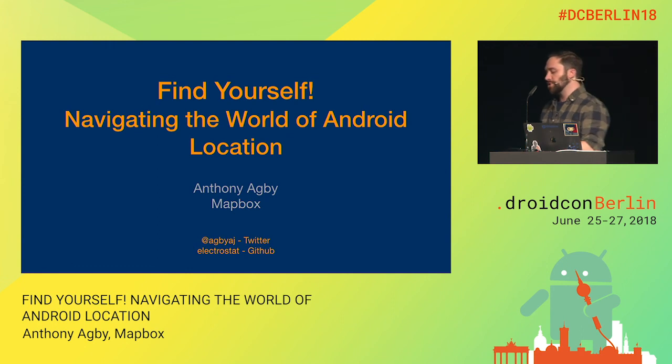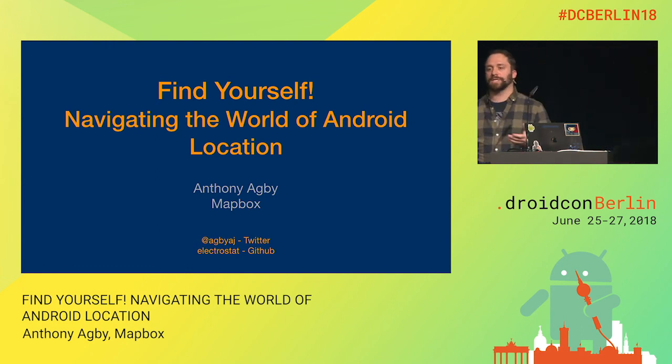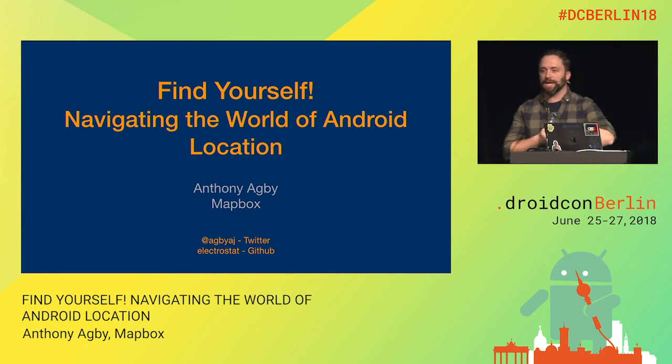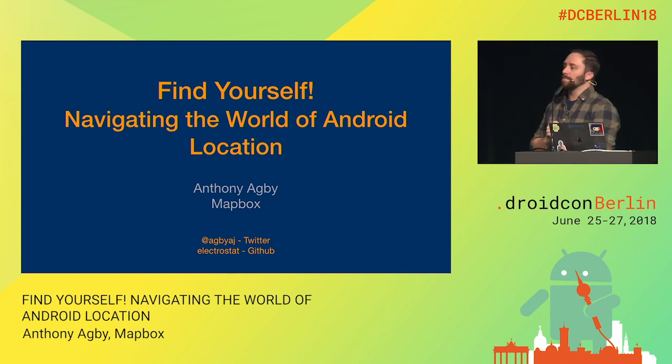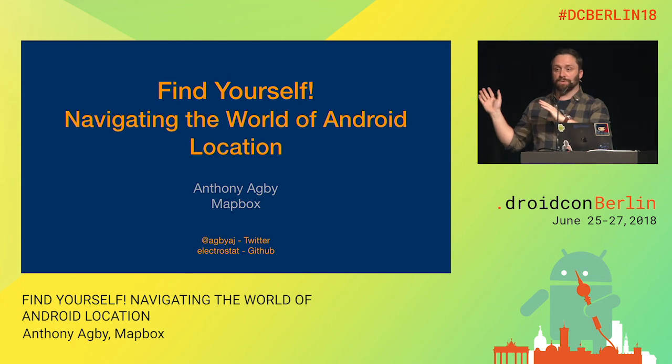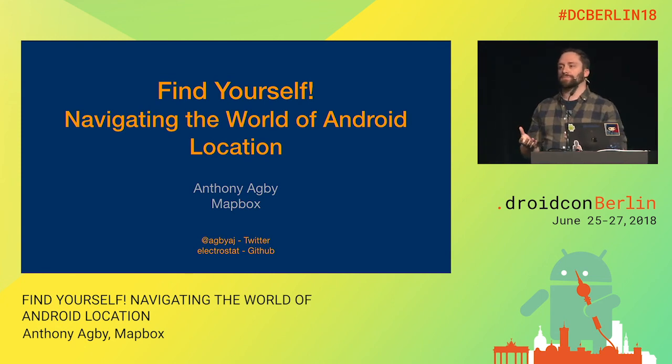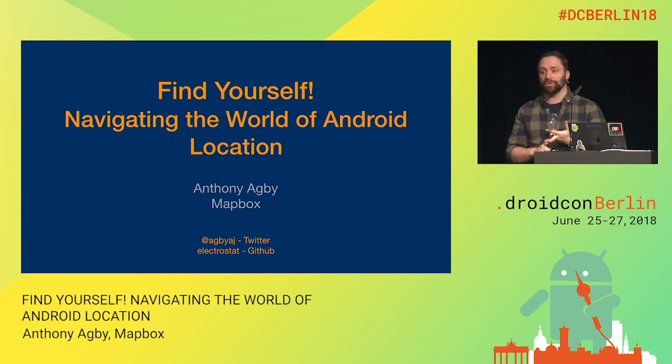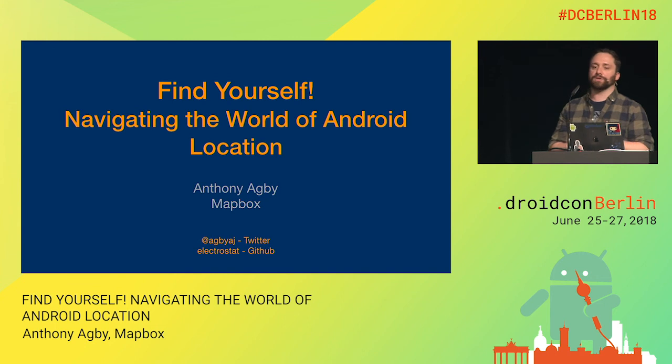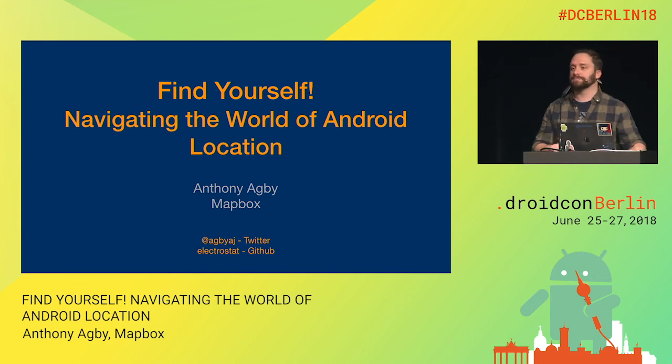Yeah. So we have what we call location engines in the Mapbox SDK, which are basically enhancing the native APIs. We don't do anything fancy, like I've spoken about here. But what we do is use Google's Fused location provider, and then also a mixture of the Android APIs to provide solid location data.